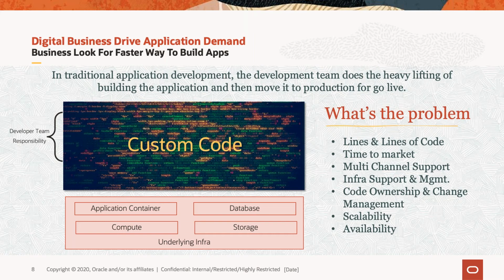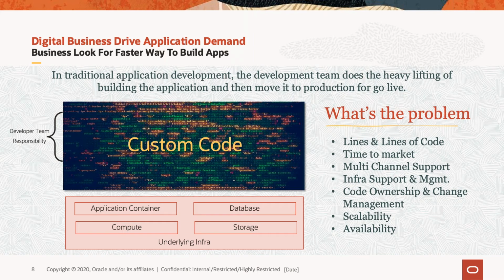We need to take care of multi-channel support if we build an application. We need to make sure that the infrastructure is ready and available, and we need to be able to manage that infrastructure as well. And what about code ownership, right? And changes, how do we implement those easily, get that done quickly, and manage them? And of course, if the application becomes popular within the organization, how do we scale to more users? And how do we make sure it's available not only for internal workers, but also for people working remotely? How do we give access to those applications?